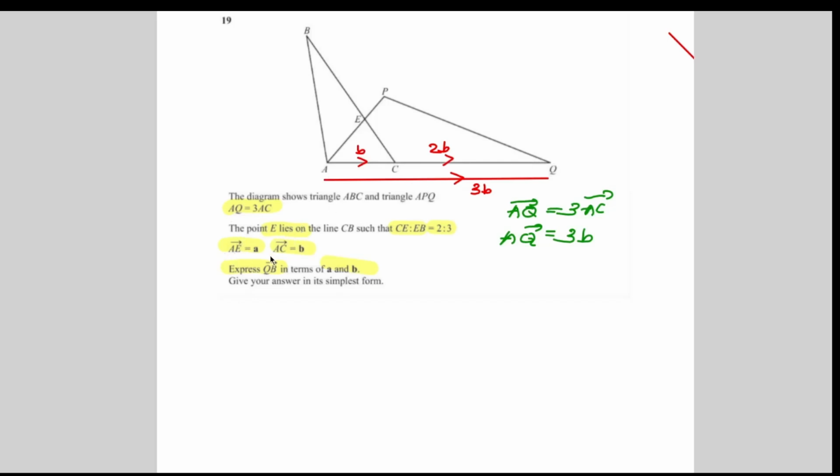And we've been given here AE. AE is this much as a. And what else? We've been given CE to EB, 2 is to 3. And the other one is we need to get QB. We need to get QB.